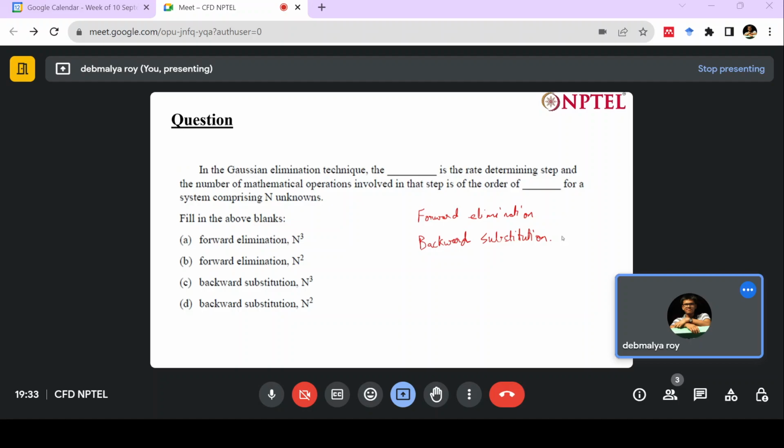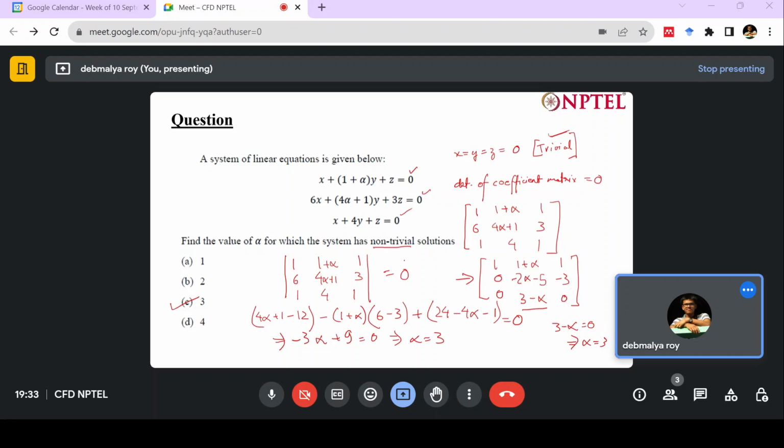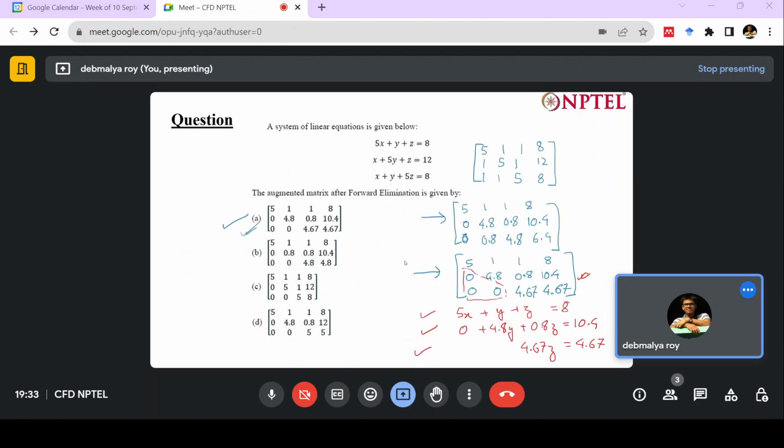So which one is the rate determining step? Forward elimination is the rate determining step because that takes the maximum number of operations. So for forward elimination, now we have to determine the order. So how many operations are to be performed? Let's take an example. Here we had performed this operation. So what is the number of operations?